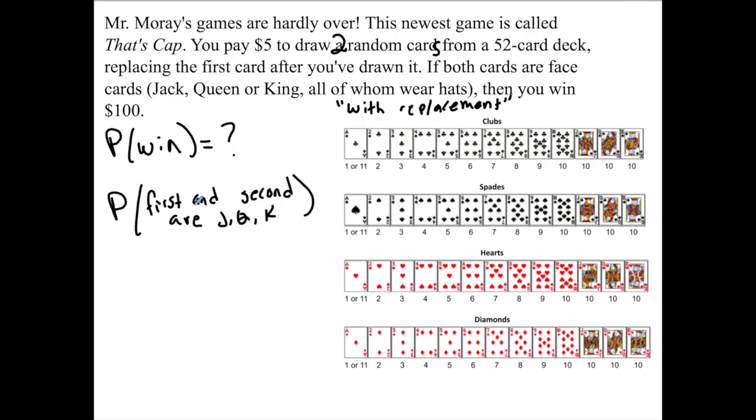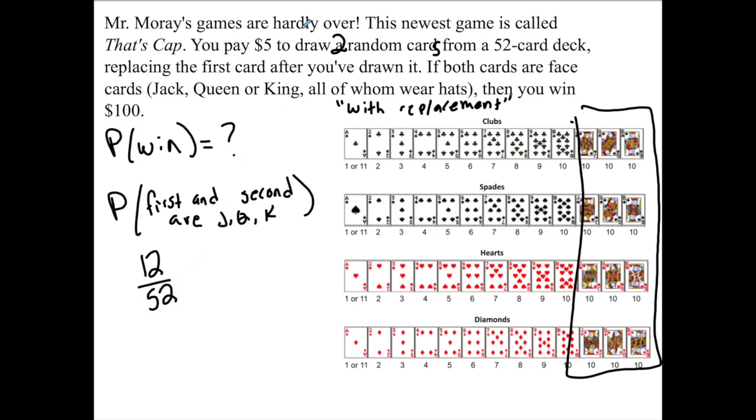So what's the probability that a card is a Jack, Queen, or King? Well, how many cards are Jacks, Queens, or Kings in the entire deck? 12. 3, 6, 9, 12. Now, if I pick a card at random, what is the probability that I pick one of these 12? If there's 52 cards in the deck, it's 12 out of 52.